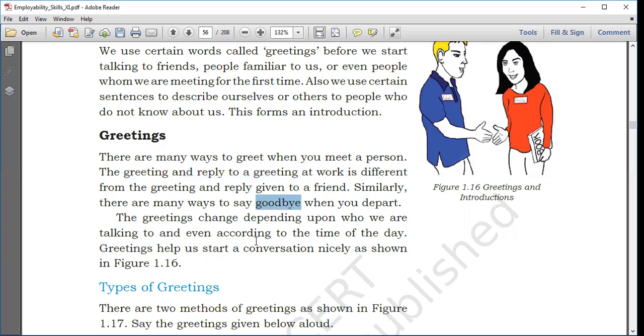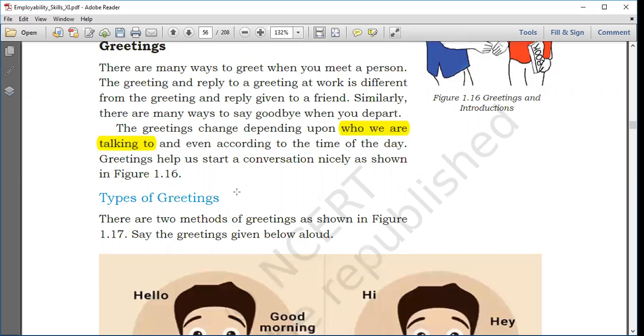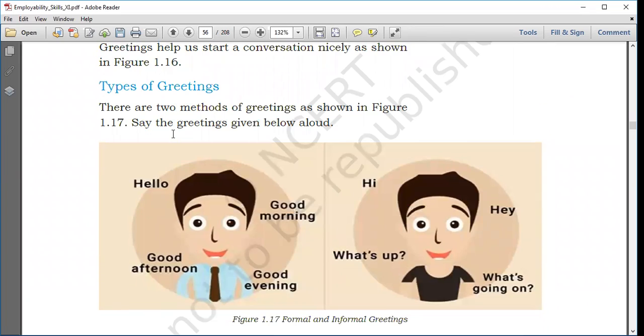Similarly, when you say goodbye to somebody professionally, there's a difference. And when we do it with your friends or family members, the way is different, right? So there's a difference in greeting. It all depends upon who we are talking to, right? So greeting depends upon who we are talking to. So let's see these types.